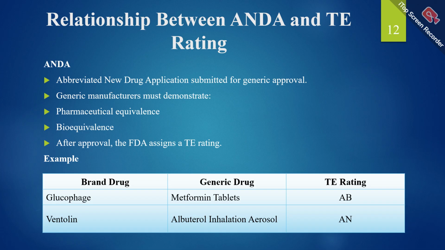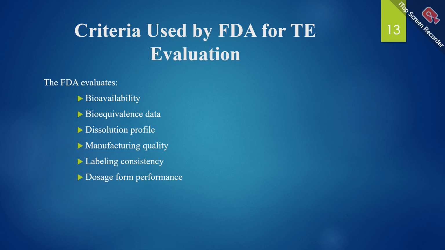Glucophage, that is metformin tablets. For this generic drug, metformin tablets, the rating is AB. And next, Ventolin, albuterol inhalation aerosol, that is AN rated. Bioequivalence problems are not there. So whenever there are no bioequivalence problems, the advantage is we don't need to perform any bioequivalence studies. So that will be a cost reduction.